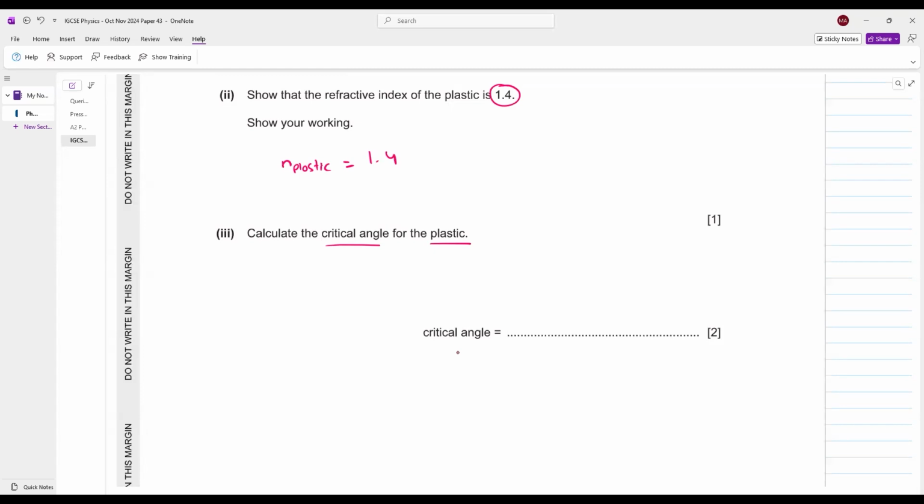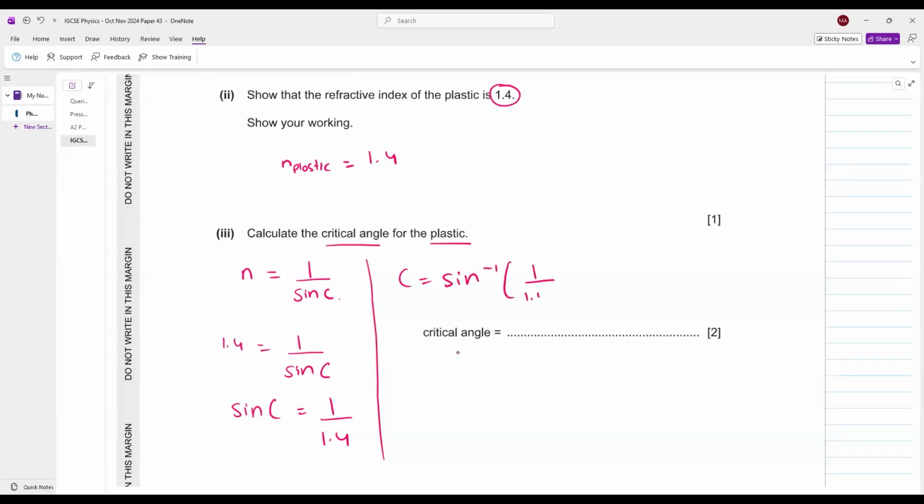Do you remember that we have studied this formula? Refractive index is equal to 1 over sine of critical angle. Refractive index 1.4 is equal to 1 over sine of critical angle. Sine of critical angle is equal to 1 over 1.4. Can you calculate the critical angle? Critical angle C is sine inverse 1 over 1.4.